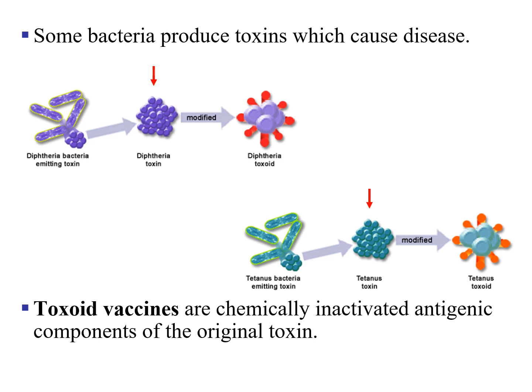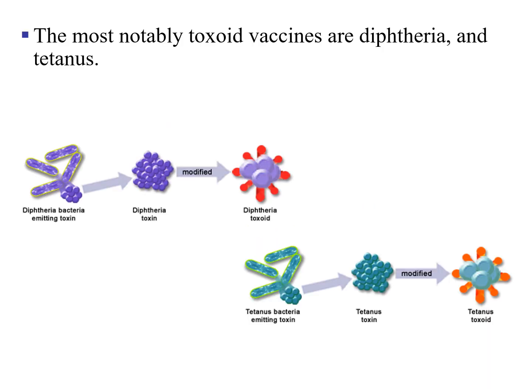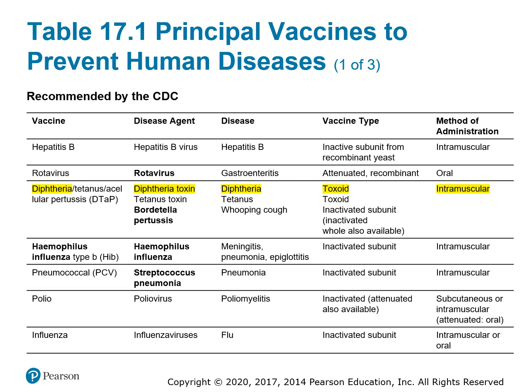They're chemically inactivated antigenic components of the original toxin. So the toxin that causes lockjaw, they're going to take that tetanus toxin and chemically modify it. And that is going to be injected into your arm. That's a toxoid vaccine. The most notable toxoid vaccines are diphtheria and tetanus. We will specifically talk about diphtheria.